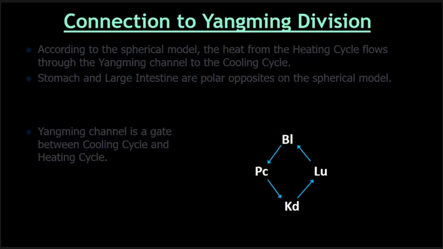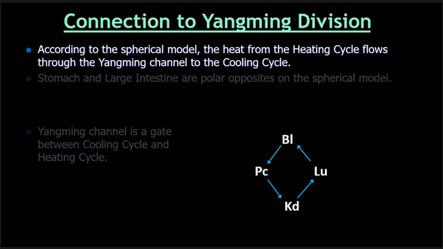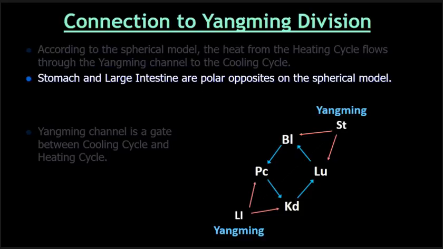Connection to the Yangming division. According to the spherical model, the heat from the heating cycle flows through the Yangming channel to the cooling cycle. So the Yangming channel, Yangming division, stomach and large intestine. And you'll have qi flowing from those into the cooling cycle. Here we have the stomach and large intestine are polar opposites on the spherical model.